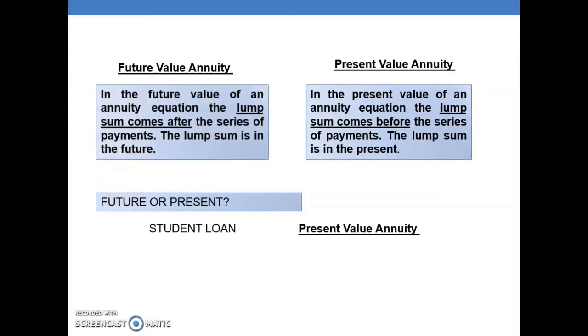Now, on the other hand, if we say future value annuity, in the annuity equation, the lump sum comes after the series of payments. So in other words, your lump sum is in the future. And we also mentioned that a very good example of that is a 401k or a similar retirement account. So in this video, I'm going to show you how to do the calculations for a future value annuity.